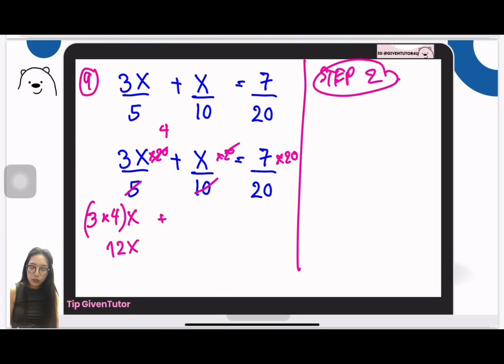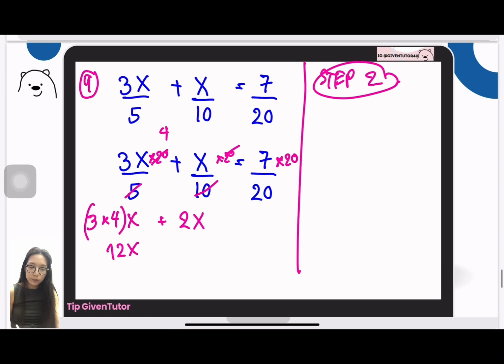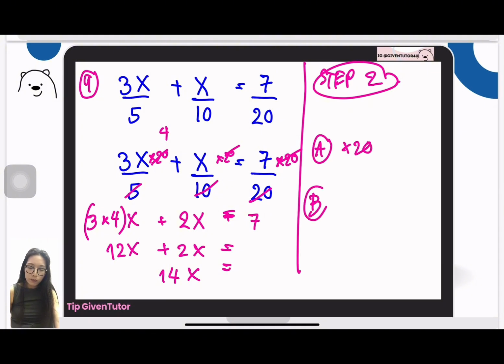And then this one, 20 divided by 10, so you will get 2x. And then here, 20 and 20, and then you will get 7. The next thing is the combined term. Here the combined term is 12 plus 2, which will be 14. So step 2A is to multiply with 20, B is combine terms, and C is 14.